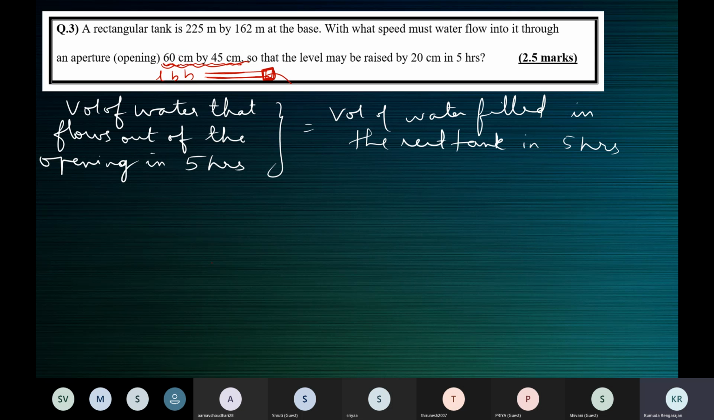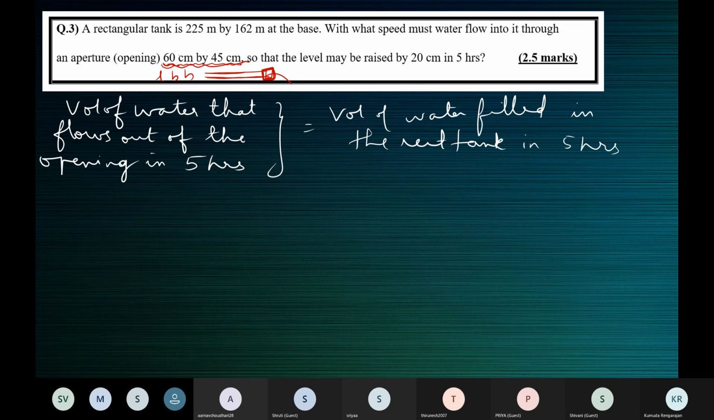Rectangular tank's length and breadth is given. And the required level of water is given, 20 centimeters. The desired level of water in the tank is 20 centimeters. The rectangular tank has length and breadth 225 meters and 162 meters respectively. What height of water do you want in the tank? 20 centimeters. In how many hours? In 5 hours, you want 20 centimeters of water to be filled in the tank. Then what should be the speed of water is the question.